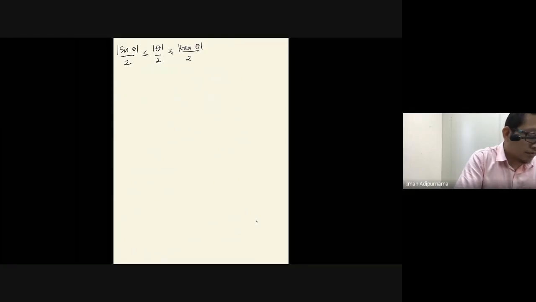Okay, I will multiply all by sine theta. Or maybe I will remove the 2 first and multiply by 1 over sine. So I will have 1, theta over sine theta, and this should be 1 over cos.